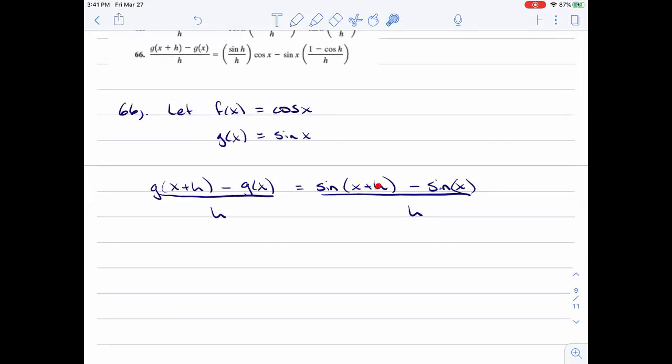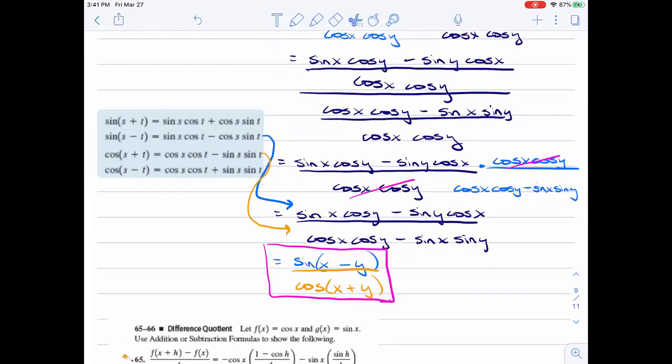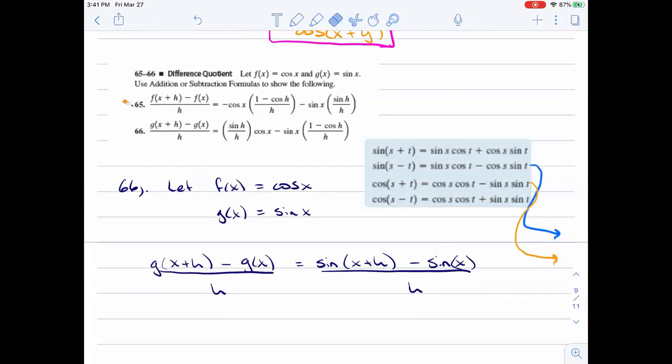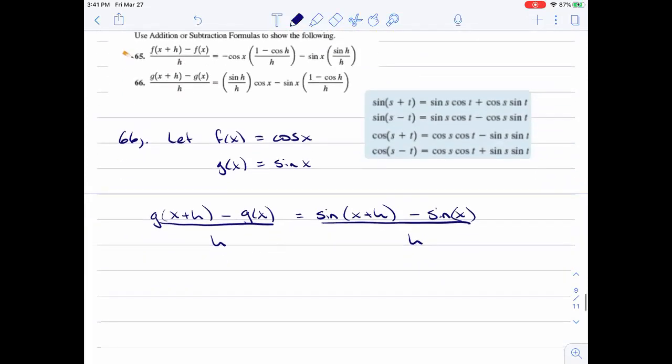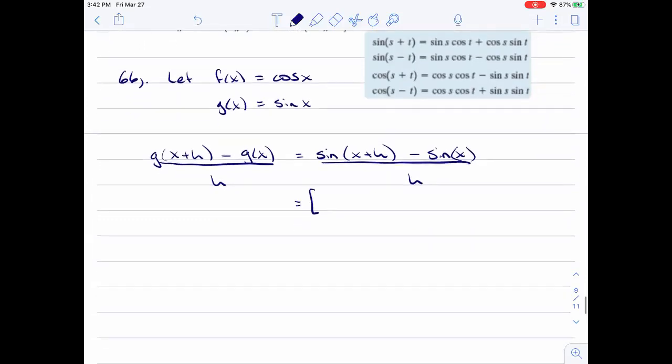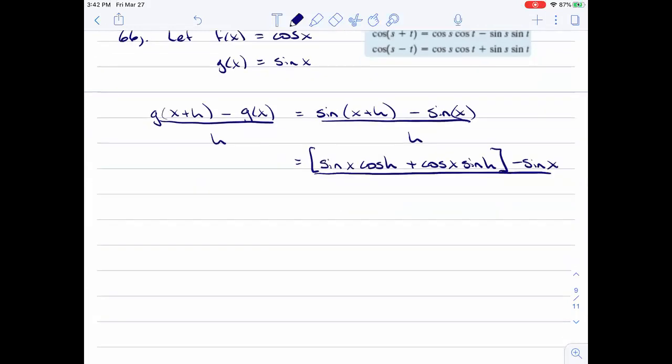Now I've got this addition formula. So the sine of x plus h I can rewrite, and I'm going to use big brackets around it just so I don't lose track of the sine x, which has to be there as well. So I've got the sine of x cos h plus cos of x sine h, then minus the sine of x over h.